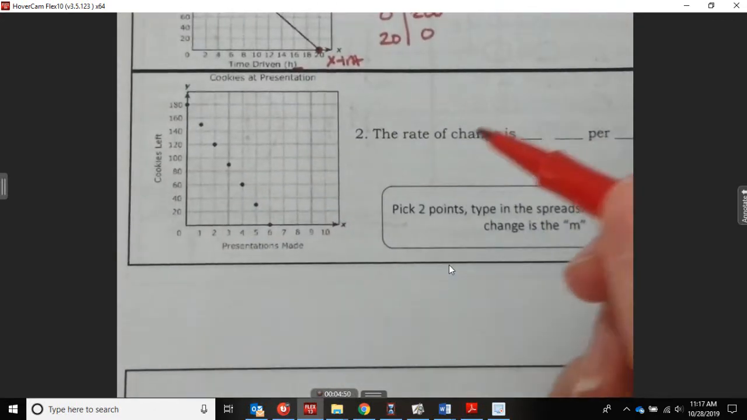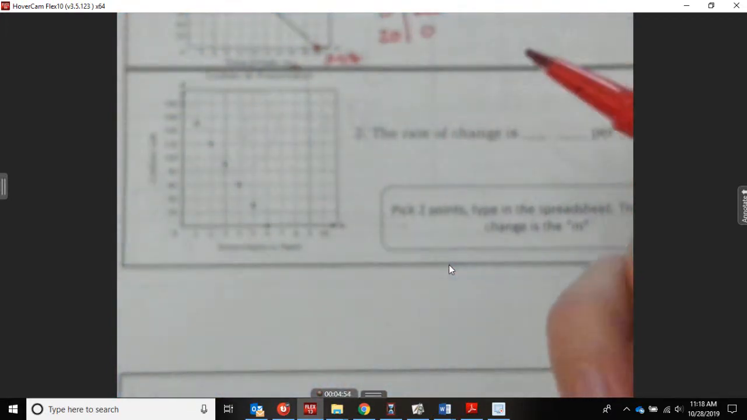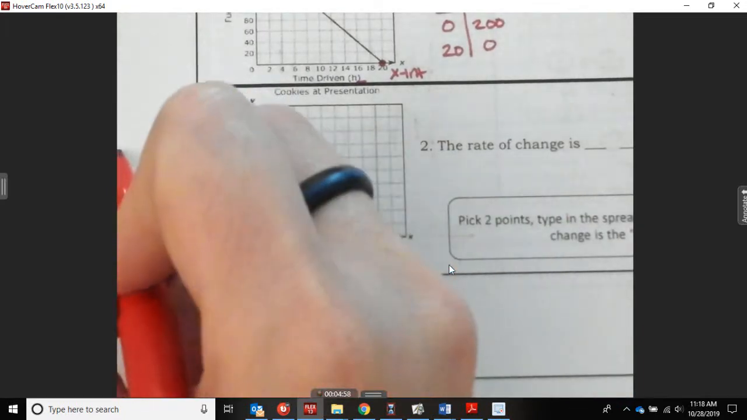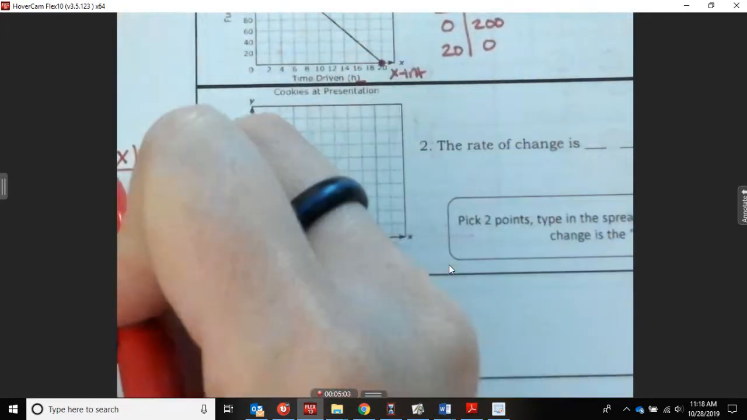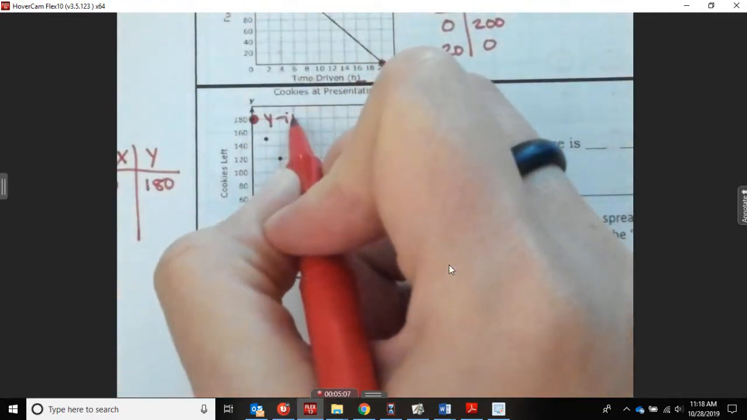All right, the next one, the rate of change. Again, this one's talking about cookies left at a presentation. So I just need 2 points. And it doesn't matter what 2 points you pick, but they have to be ones that are on that line. So here is 0, 180, which is actually your y-intercept.